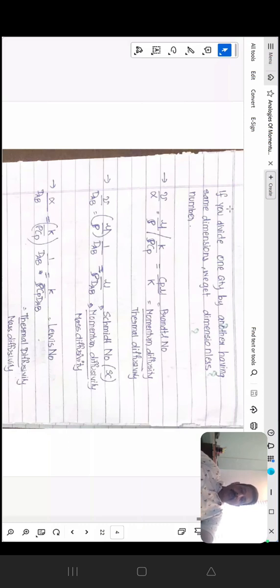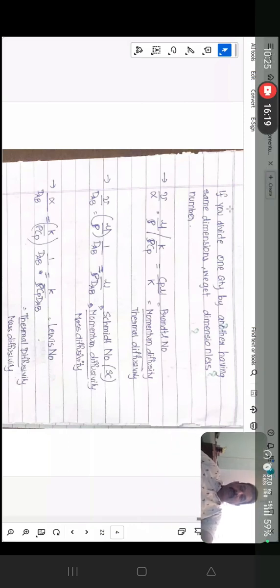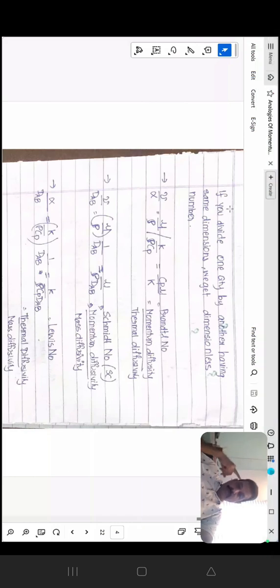Okay. So mu by alpha is nothing but kinematic viscosity by thermal diffusivity, which is nothing but mu by rho divided by K by rho Cp. So if we rearrange and write it, what do we get? Cp mu by K. Cp mu by K is what? Prandtl number. So Prandtl number is what? Momentum diffusivity by thermal diffusivity.